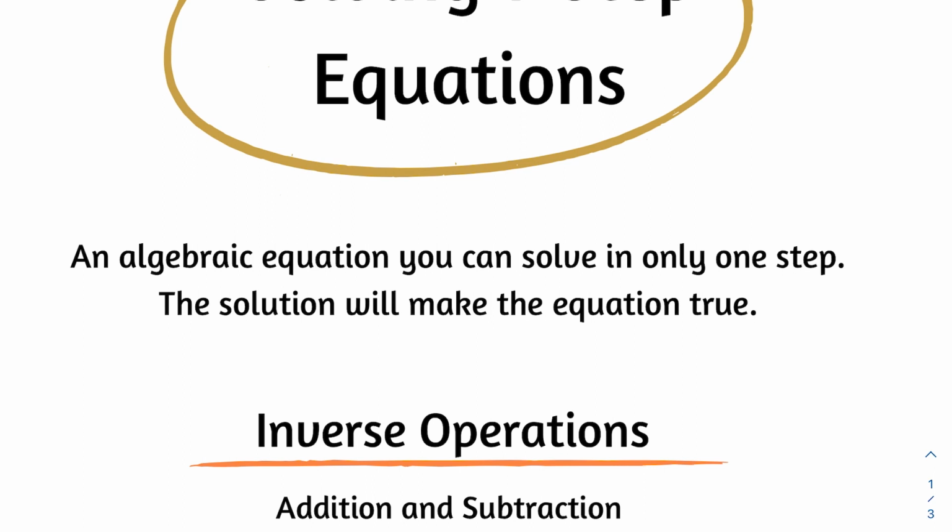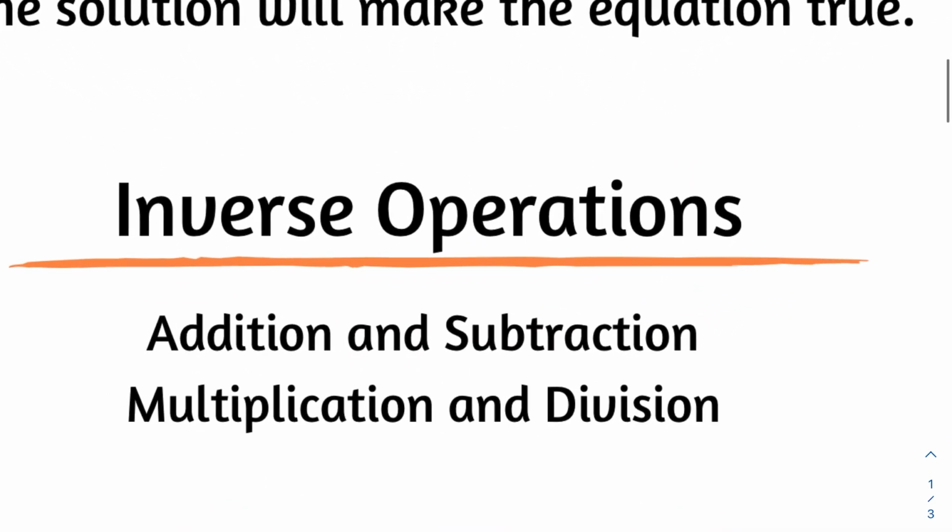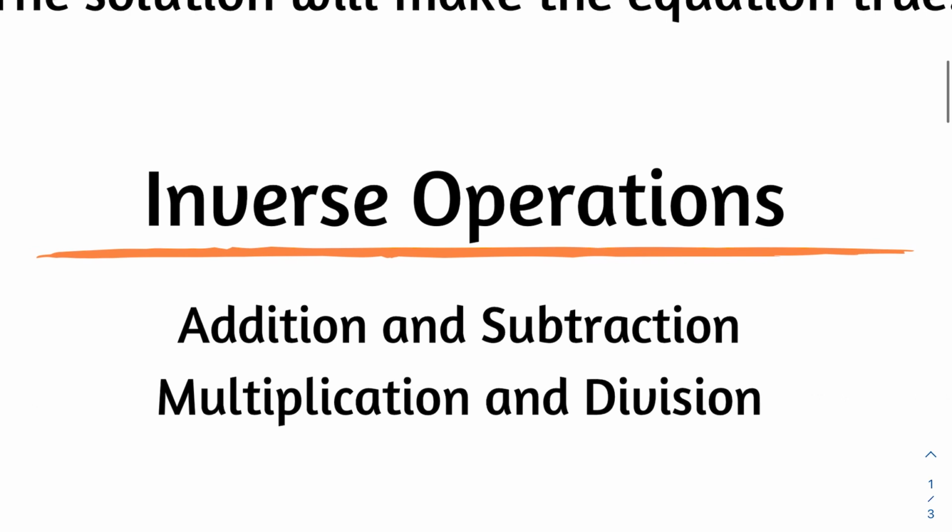So in order to solve any type of equation, we have to do what's called the inverse operations. So it's sort of what cancels them out, or what is the opposite of that. So the opposite of addition is subtraction, and the opposite of multiplication is division.